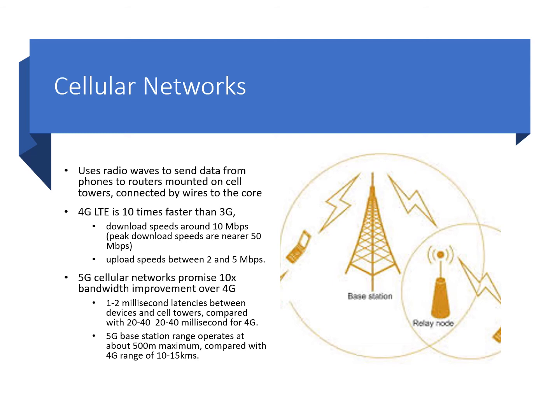Emerging 5G cellular networks promise 10 times bandwidth improvements over existing 4G, with 1 to 2 millisecond latencies between devices and cell towers. This is a great improvement over 4G latencies, which are in the 20 to 40 millisecond range. The trade-off is range. 5G base station range operates at about 500 meters maximum, whereas 4G provides reliable reception at distances of 10 to 15 kilometers.